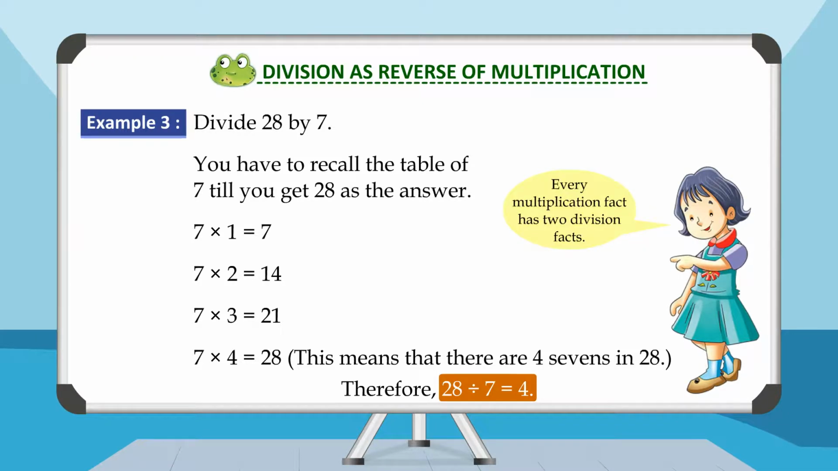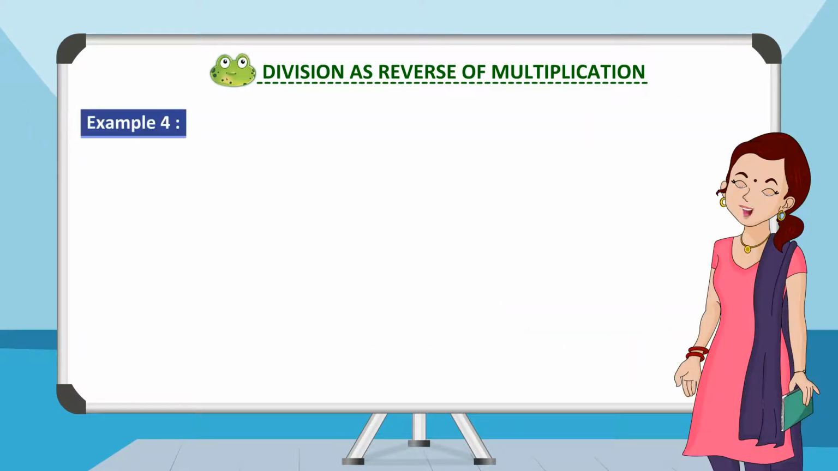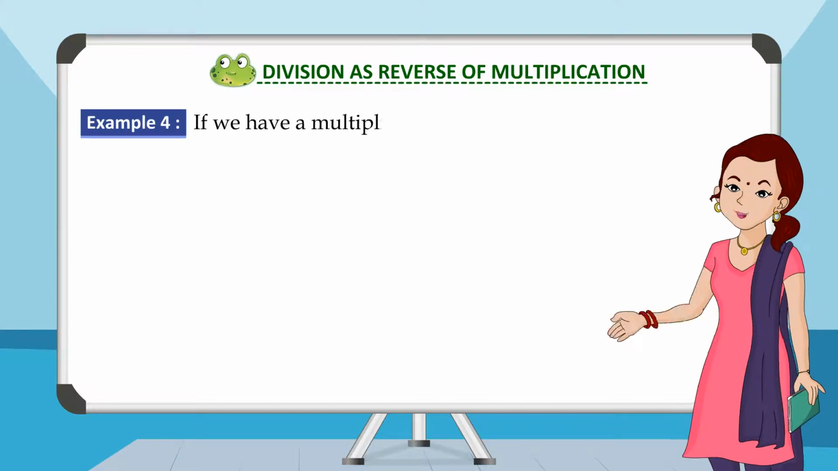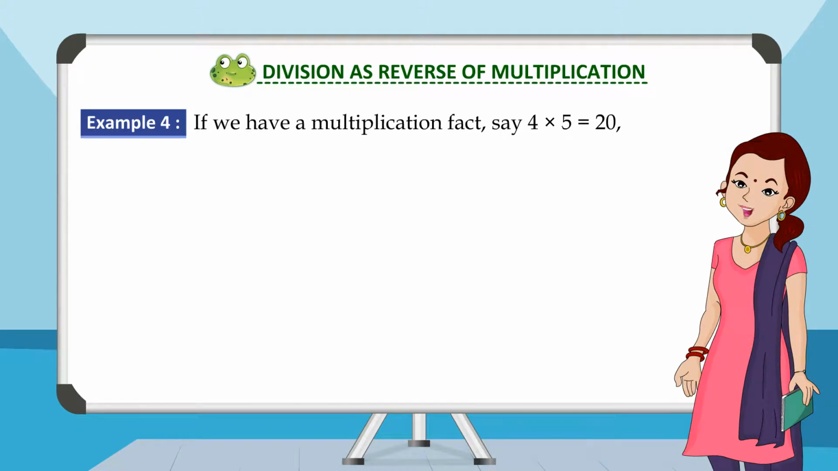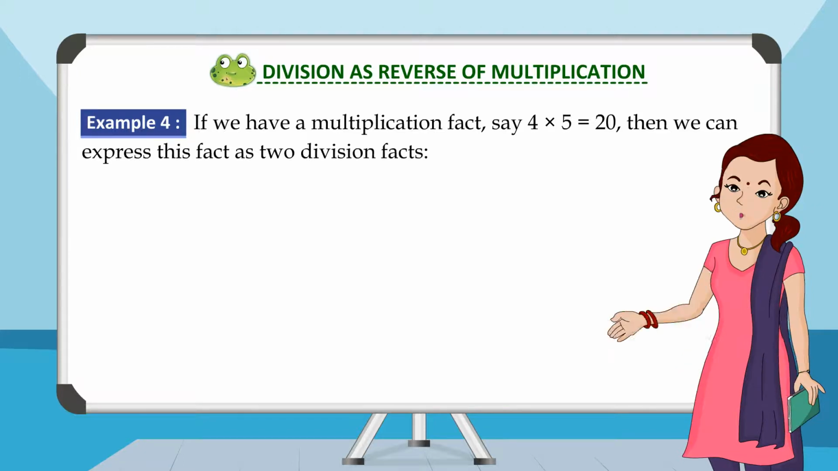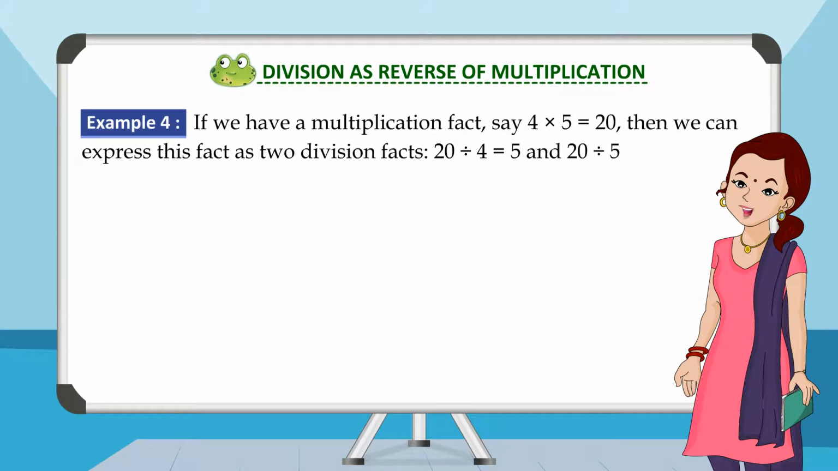Every multiplication fact has 2 division facts. Learn your multiplication tables to do division. Division operation is the opposite of multiplication operation. Example 4. If we have a multiplication fact, say 4 into 5 is equal to 20, then we can express this fact as two division facts. 20 divided by 4 is equal to 5 and 20 divided by 5 is equal to 4.